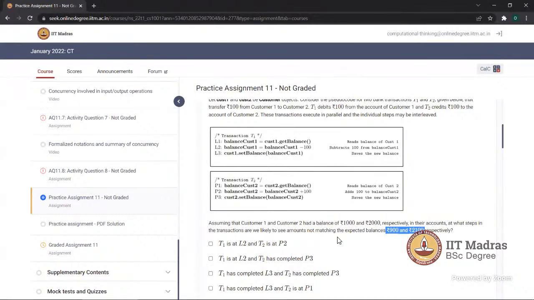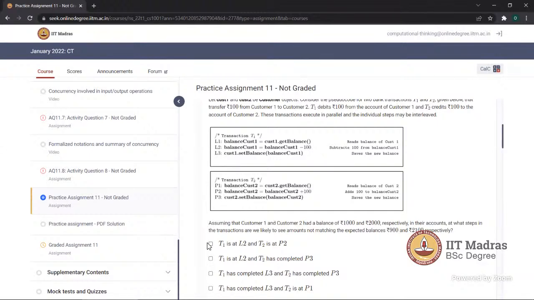The value will be the balance that we had set, that is 1000 and 2000 only. It will be 1000 and 2000. Why? Because we've not done set balance. The set balance is the one which gives the new balance. So that set balance will happen only when you execute L3 or P3, correct? But we have not yet reached there. We are still at L2 and P2.